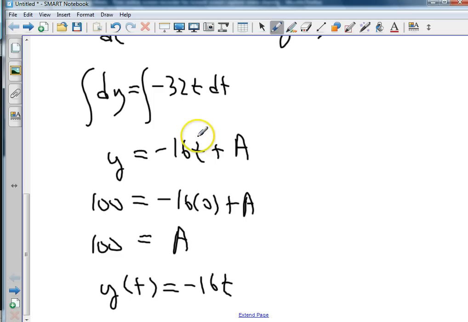T, whoops, what did we say? T squared. Sorry. T squared plus 100. Okay? All right, so let's answer the question. When did it hit the ground? How do we find out how long it took to drop to the ground?